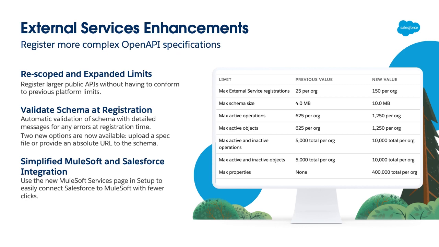This spring, we're shipping the biggest platform limit increases to the product ever. We have increased a number of limits, as shown in the slide, including providing support for larger specifications and service registrations. This means you can now register up to 150 registrations and register a specification of up to 10 megabytes in size. And to make it easier to track these limits, we've enhanced our setup UI, which I'll highlight as we get into the demo.